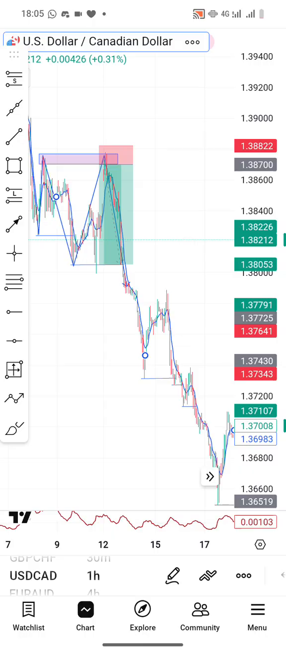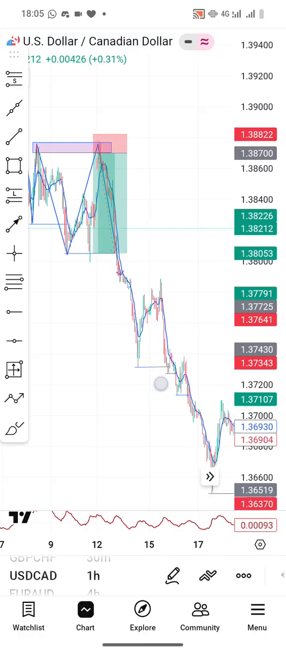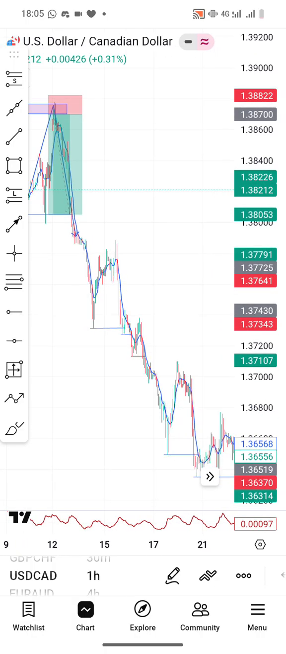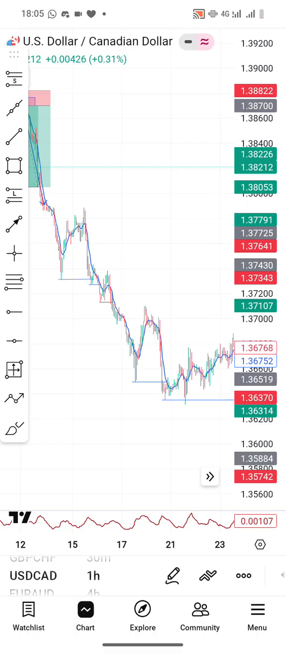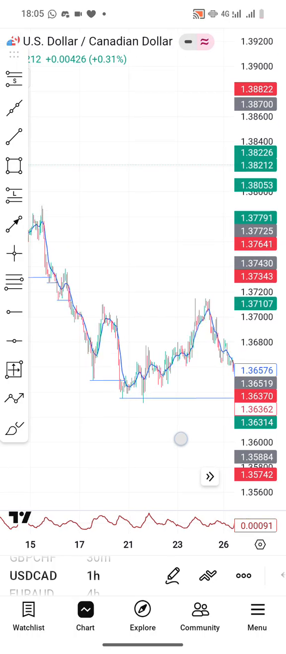Our stop loss will be 10 pip. As long as you are targeting 40 pip, your stop loss will be what? 10 pip. You see, that's it. It's nothing more than this. It's nothing more than what you see right here.